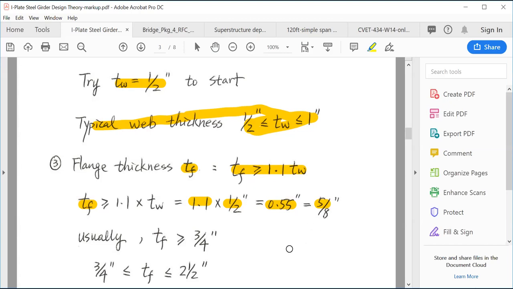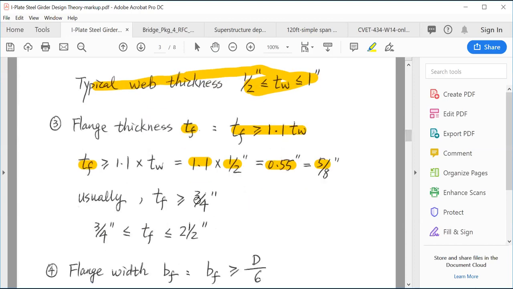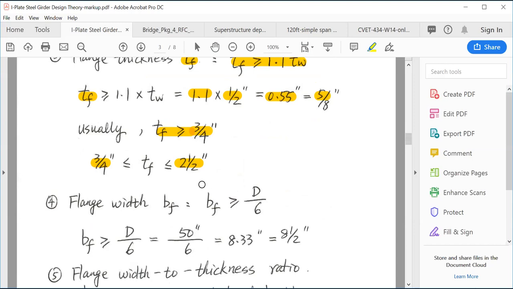And usually the thickness of the flanges is no less than 3/4 inch. That's the minimum. And the typical flange thickness ranges from 3/4 inch to 2.5 inch. Okay. So from there, I will start with TF equals 1 inch.